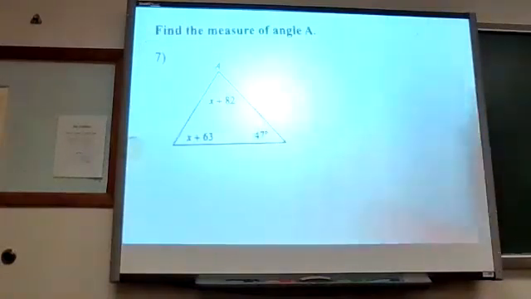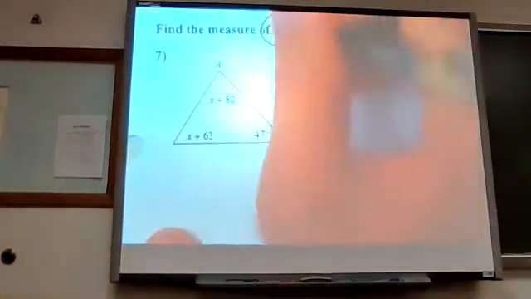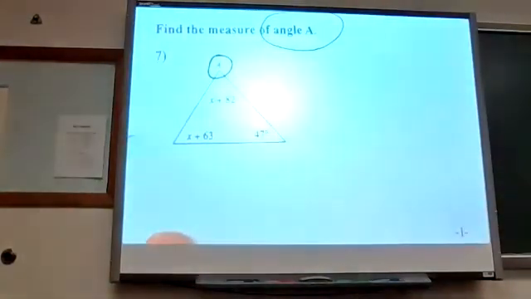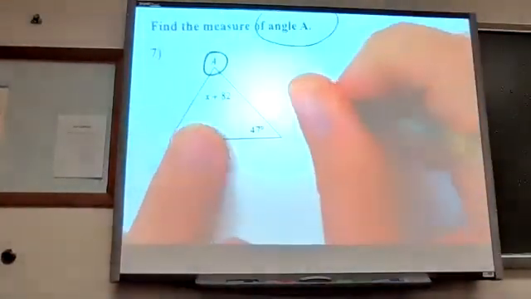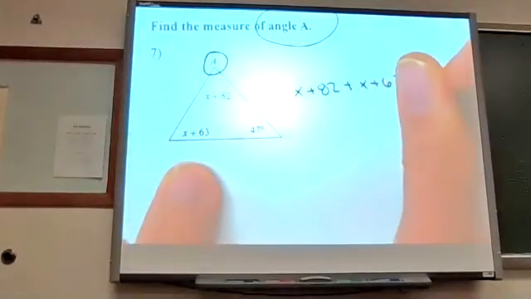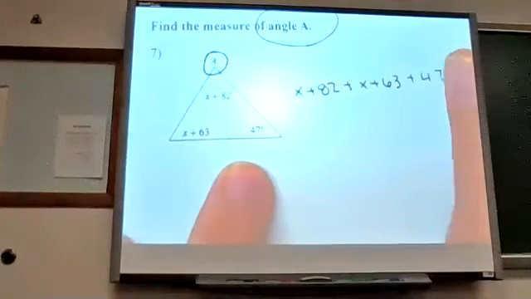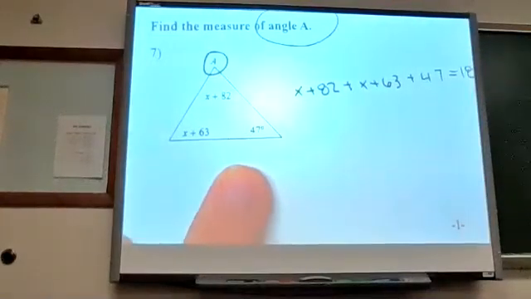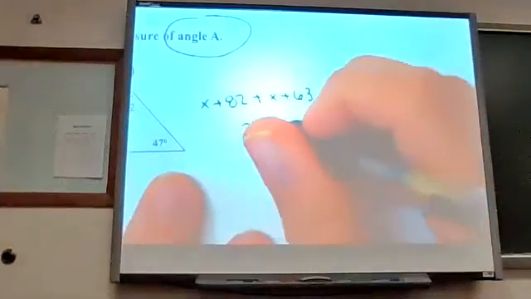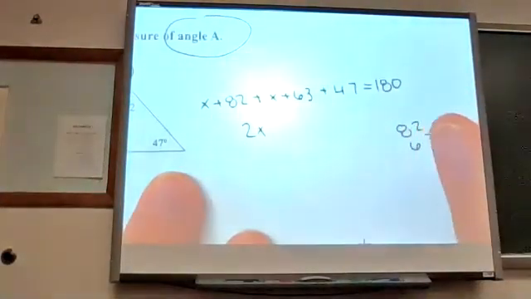When we get to 7, it's a little more involved. So it's just triangle equals 180, but notice it says find the measure of angle A. So afterwards, we're going to go back and find the measure of angle A. And I know that x plus 82 plus x plus 63 plus 47 has to equal 180 degrees. So that's going to give me 2x, 82, 63, 47.